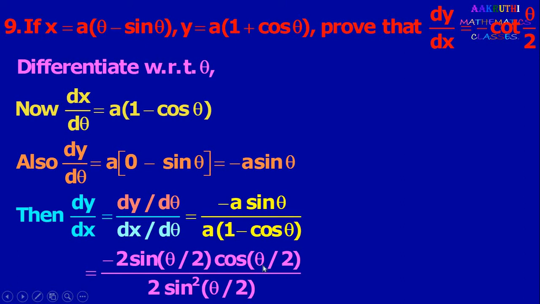So remaining is cos theta by 2 divided by sin theta by 2, and here we have minus. So the answer is minus cot theta by 2. So therefore dy by dx is minus cot theta by 2. Hence it is proved.